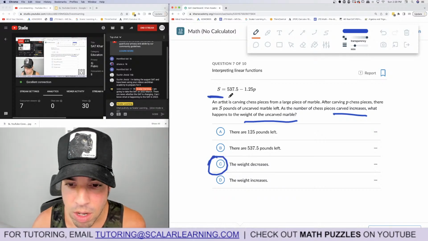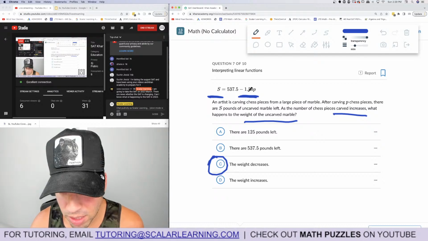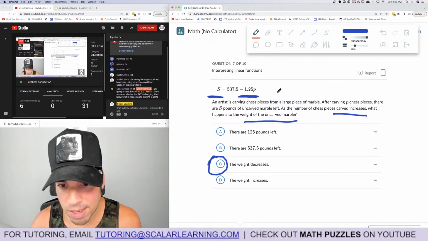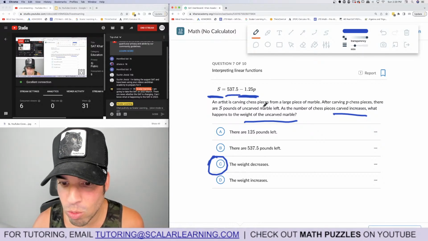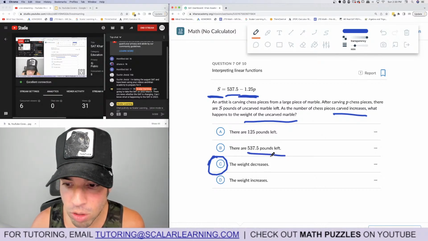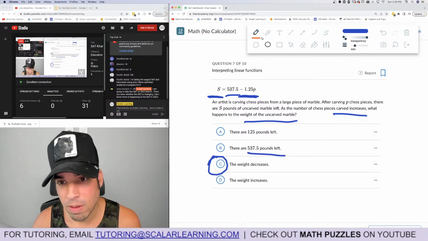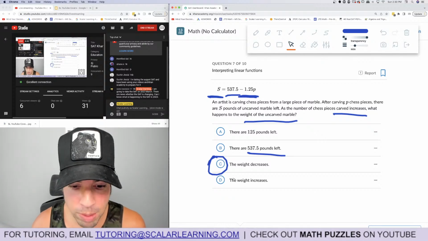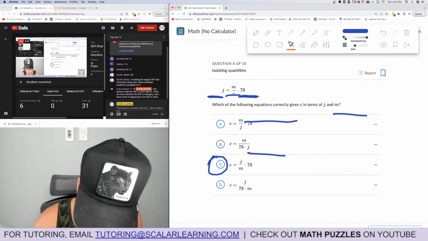Because this is the uncarved marble. There are S pounds. So obviously as P goes up, this gets bigger and bigger, so you're taking more away from this constant value. Because if you do none, it's 537 left. And then as you make more chess pieces, you have less weight. Okay, 8.